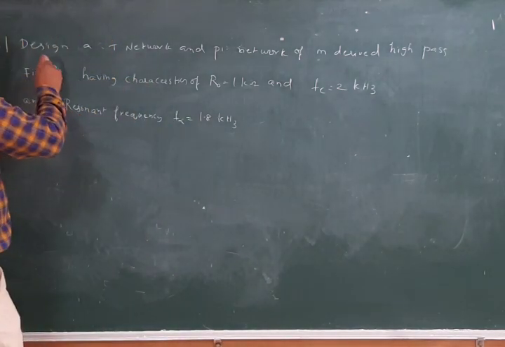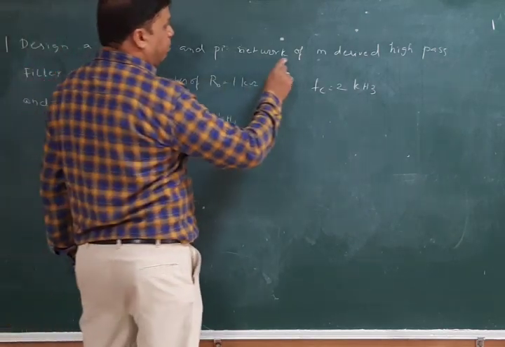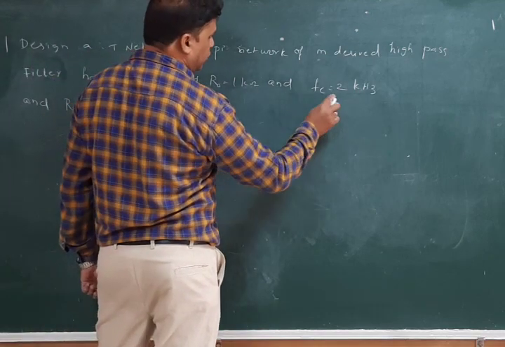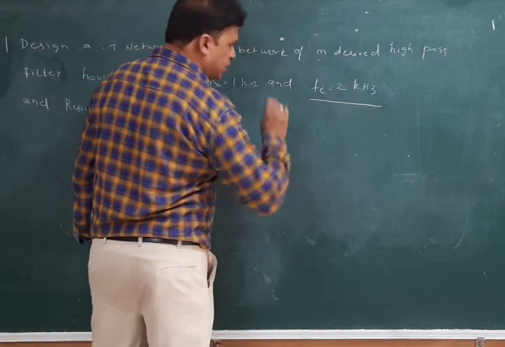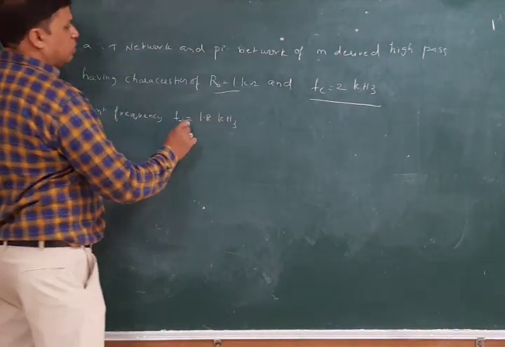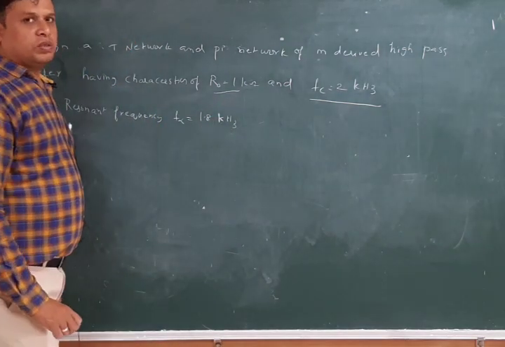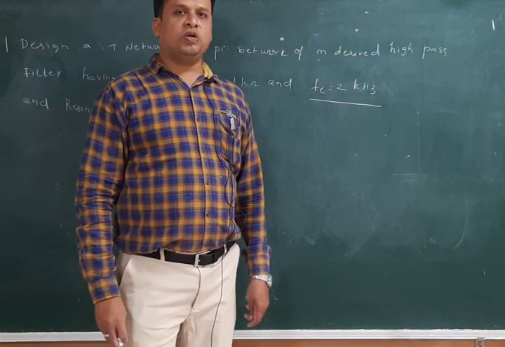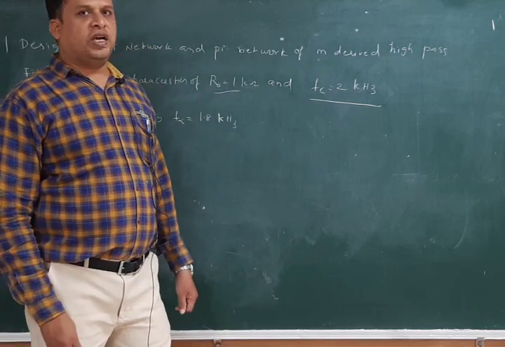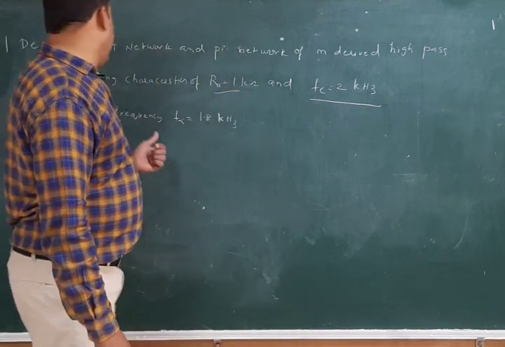Now, the question is to design a T network and pi network. Both T and pi networks can be asked, for an M-derived high pass filter with R naught equal to 1 kilo ohm and Fc equal to 2 kilohertz. Fc is the cutoff frequency, R naught is 1 kilo ohm, and the resonant frequency is 1.8 kilohertz. We can also write R naught as k, because in constant k low pass and high pass filters we use R naught equal to k only.